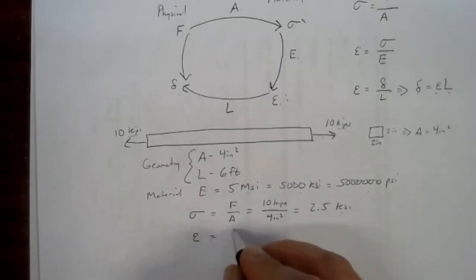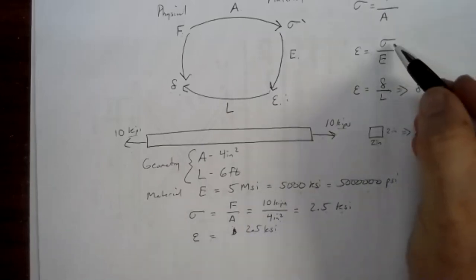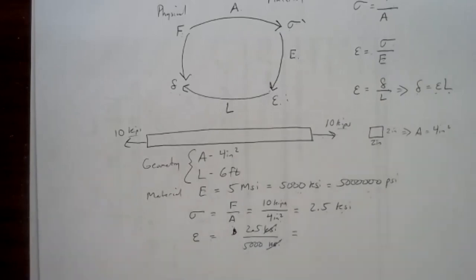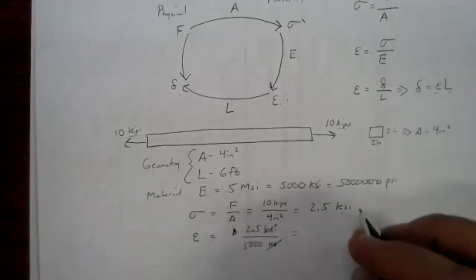So I've got 2.5 KSI. That's my stress. I'm going to divide that by 5,000 KSI. There, the units cancel out. And I've got 2.5 divided by 5,000. And I'm going to the calculator to make sure I don't screw up the number of zeros in that. So 2.5 divided by 5,000. We've got 0.0005.